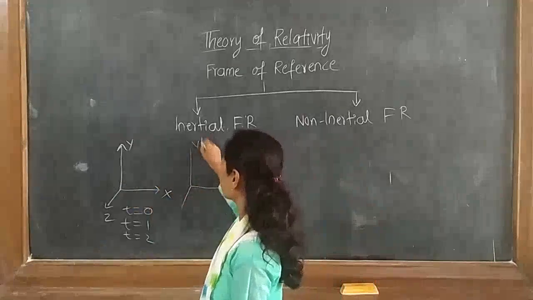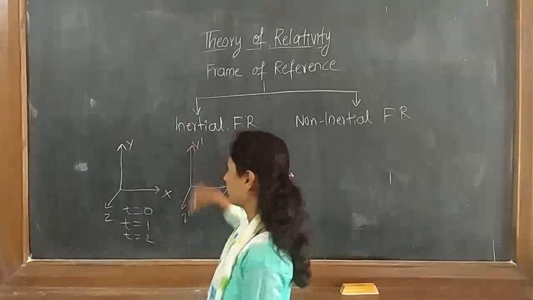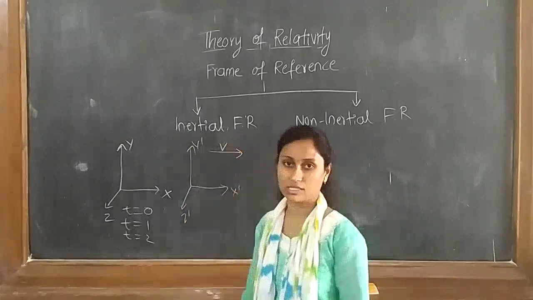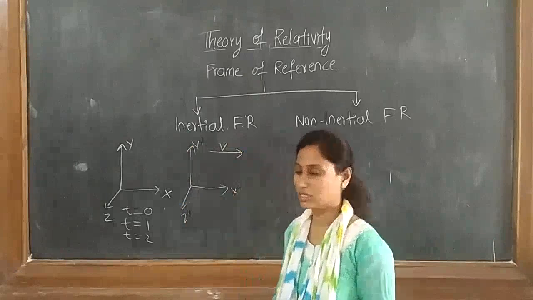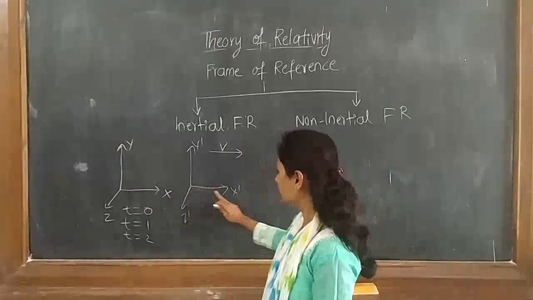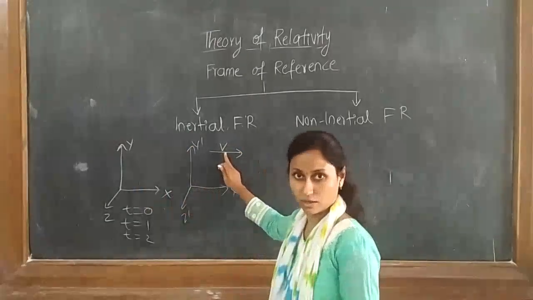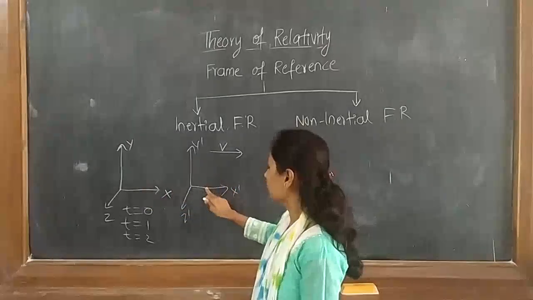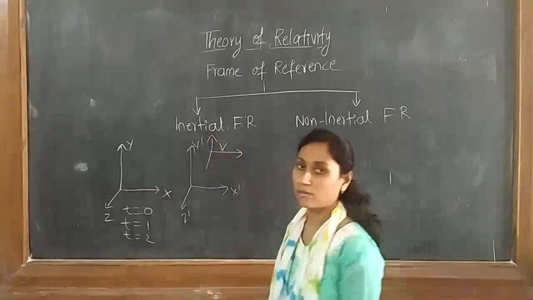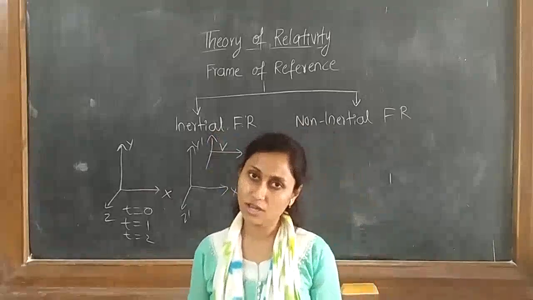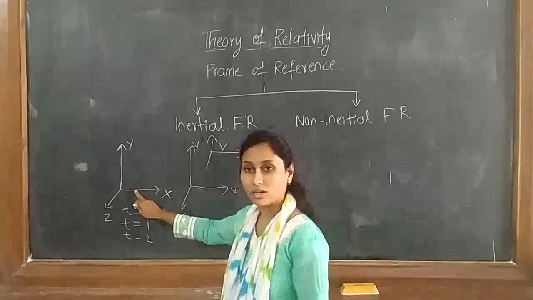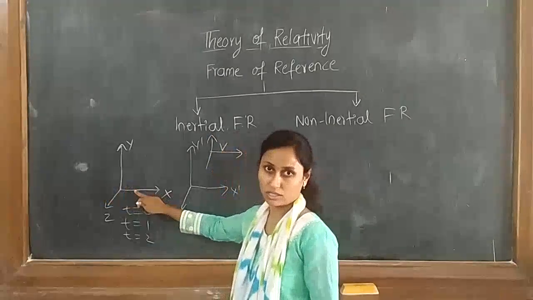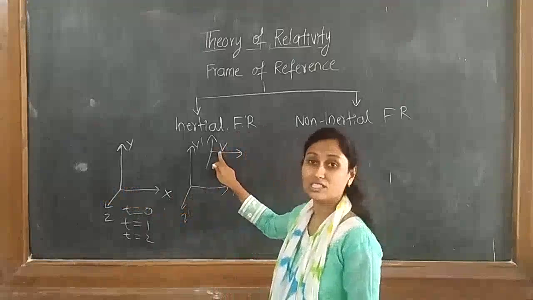Or another frame of reference is there. Let it be x dash, y dash and z dash, which is moving with a linear velocity, that is, a uniform velocity V. If that is the case, then this frame also comes under the inertial frame of reference, because it will not change its position unless a force acts on it, and it will not change its velocity.